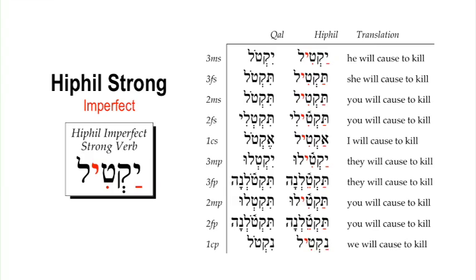Then once again, you're going to see a hiriq yod stem vowel. That hiriq yod stem vowel is much more common in the imperfect, and it's going to be a very important feature in the remaining conjugations of the Hiphil stem. Now let's look at the Hiphil paradigm on your screen on the right.